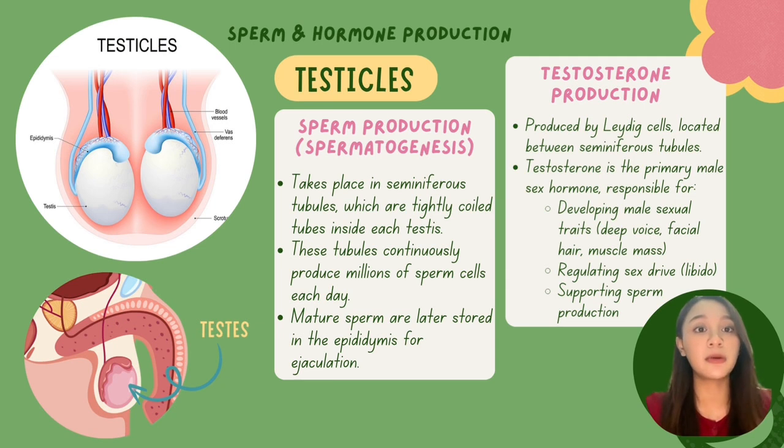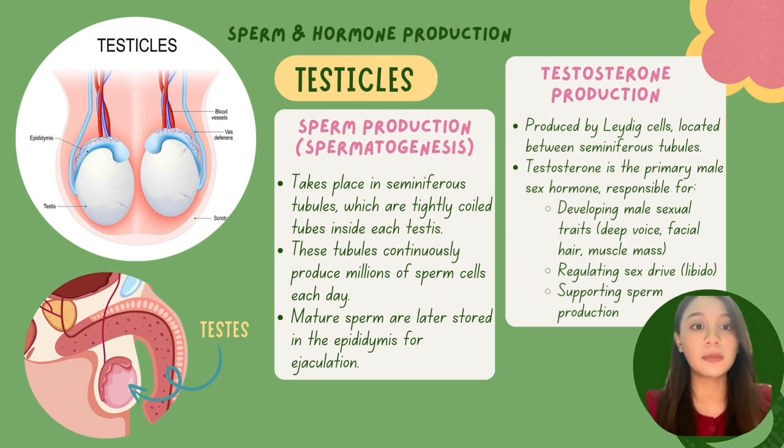Inside the scrotum, there are the testes, or testicles. Each testis has two important jobs. First, sperm production, or spermatogenesis. This takes place in tiny, coiled structures called seminiferous tubules inside the testis. These tubules make millions of sperm every day. Once the sperm are made, they are sent to the epididymis to mature and be stored for ejaculation.